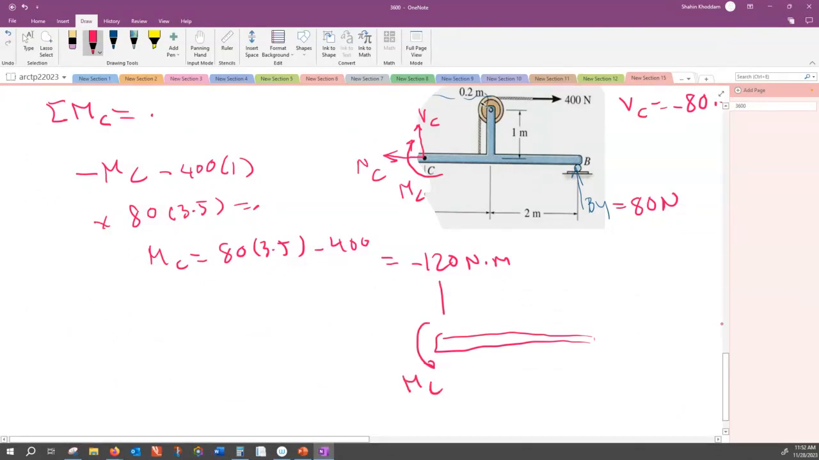This is M of C. V is going down. N is correct. And that is correct. So look, these two forces tend to rotate my system counterclockwise, and this one cancels this. This is making this counterclockwise. And also we had a force here.